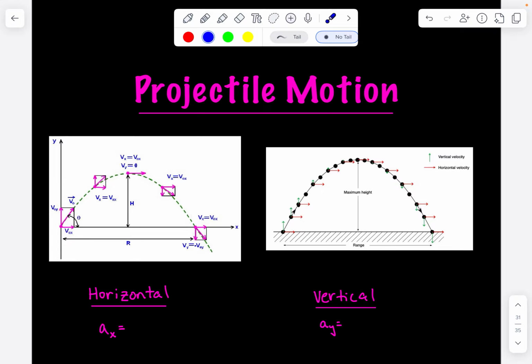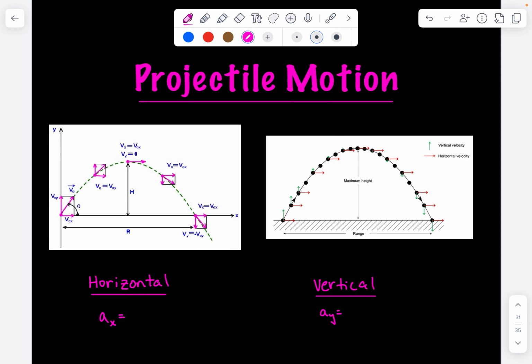So, one thing to note for basic projectile motion is that acceleration in the x direction is 0, unless something is acting on the object. So acceleration horizontally is 0 unless there's an external factor.